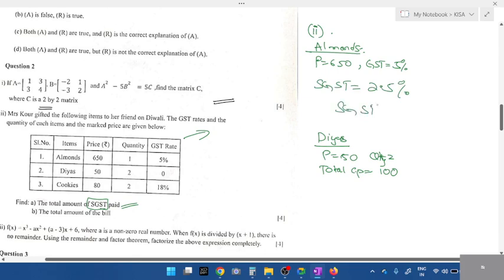So therefore, SGST is equal to 650 into 2.5 percent divided by 100. There is a point given. Remove this point and multiply, students. Remove the point and divide by another 10.